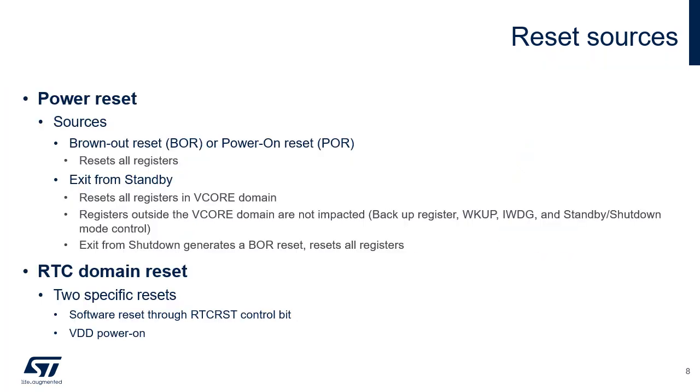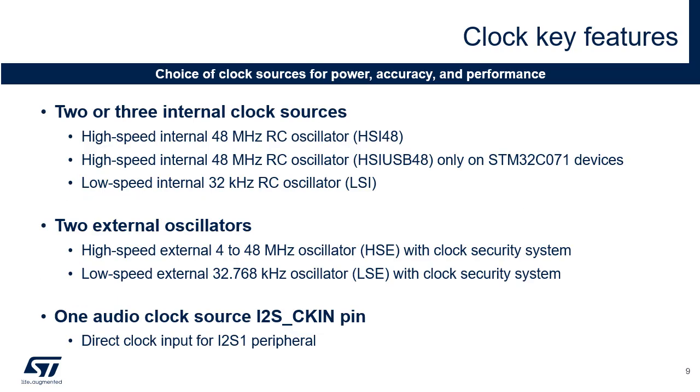The second type of reset is the power reset. The brownout reset, BOR, resets all registers in the vCore power domain. When exiting standby mode, all registers powered by the regulator are reset. Upon exiting shutdown mode, a brownout reset is triggered. The third type of reset is the RTC domain reset, which affects the LSE oscillator, the RTC, and the RCC control and status register 1. Note that backup registers lie outside the VCore domain.